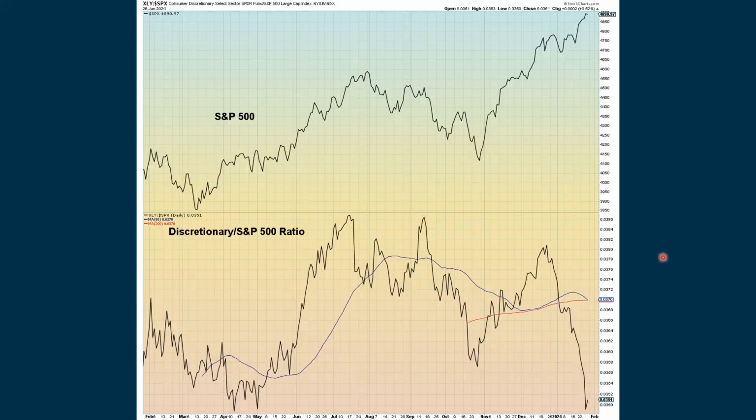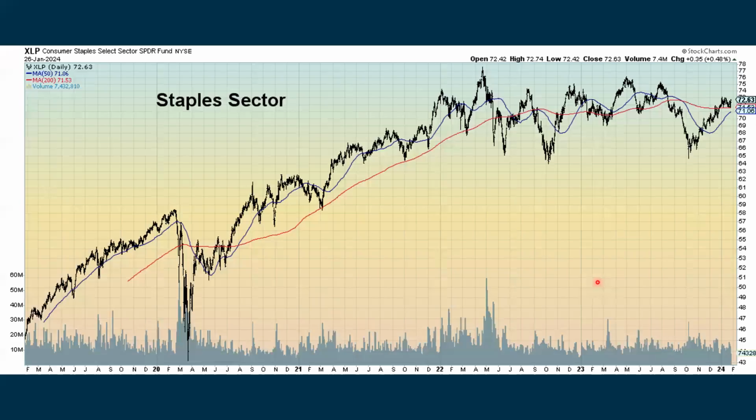Discretionary, this has been a real disappointment, and a lot of this can be blamed on Tesla. When this is really going up, that's more the growth outperforming value. And when discretionary outperforms staples, that tends to be more positive for the market. Well, you can see how this is really underperforming the S&P. In a more solid environment, we want to see this ratio going up. And we're just not seeing that right now.